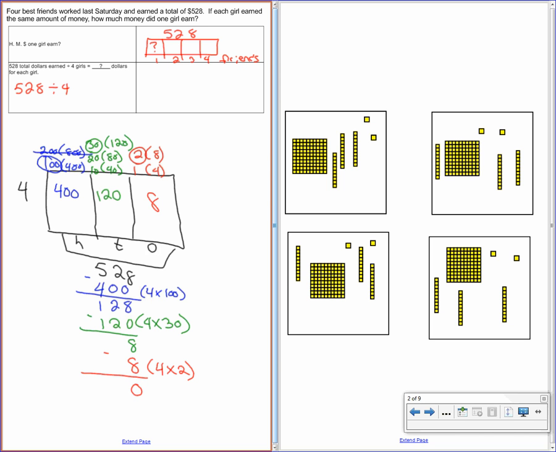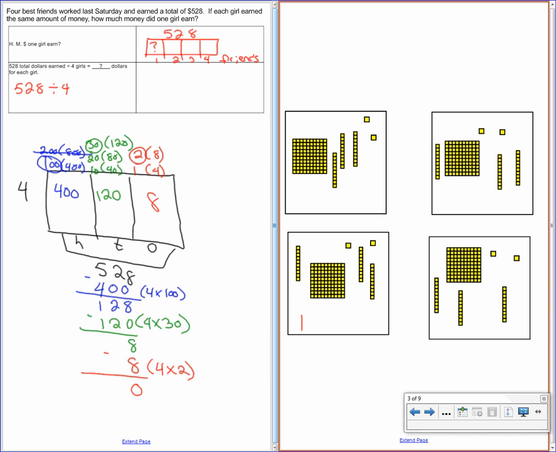I have nothing left. So how much is in each of these? If I look here, I've got 100 and 10, 20, 30, 132 in each of these. All right, so how much did each girl get? Each girl got $132.